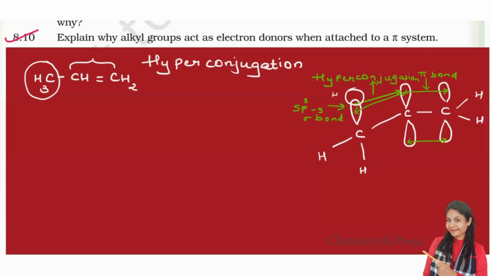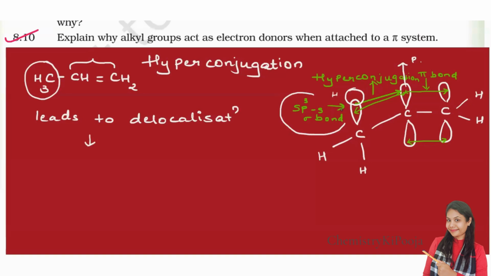So delocalization basically happens because of the partial overlapping of the sp3 s sigma bond. Clear? Because this sp3 s bond orbital is overlapping with the empty p orbital. This is the empty p orbital. And this type of overlapping leads to delocalization, which we can also call non-bond resonance. And this non-bond resonance is basically hyperconjugation.